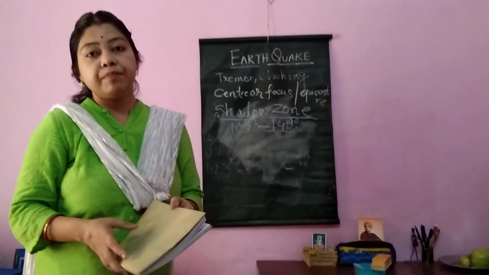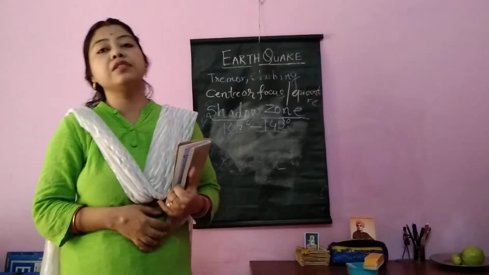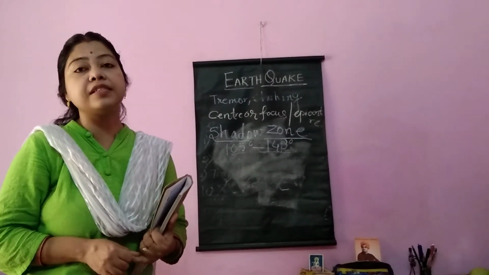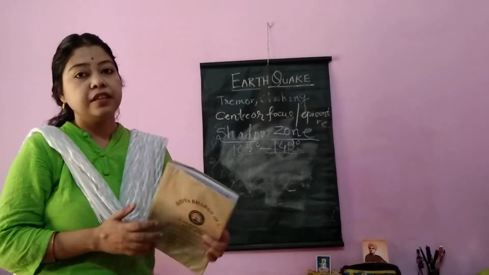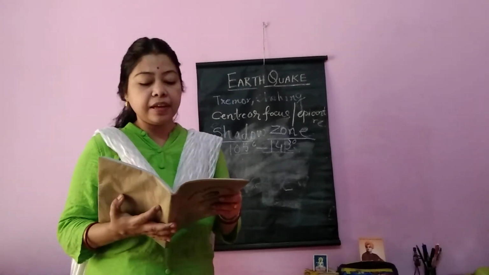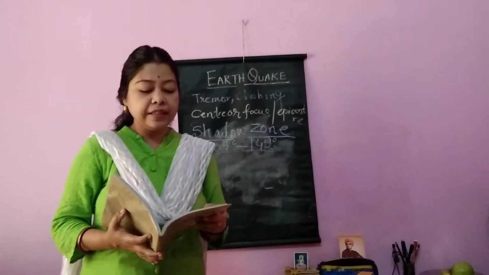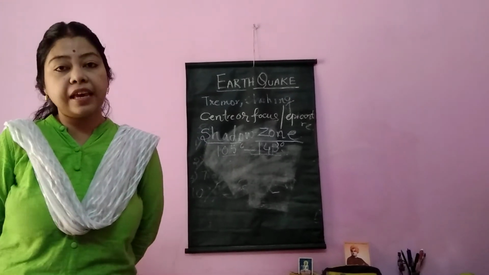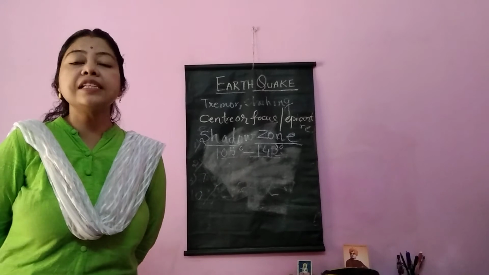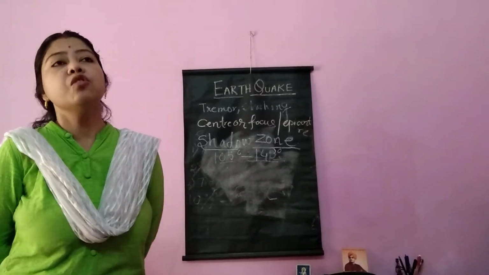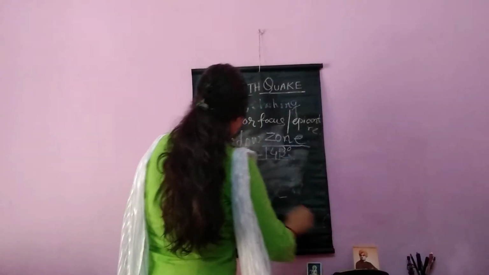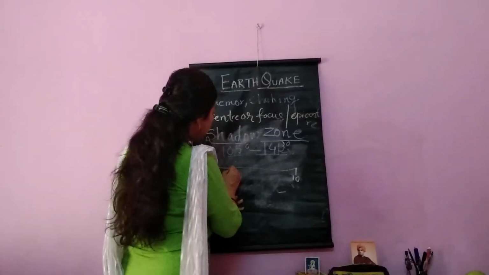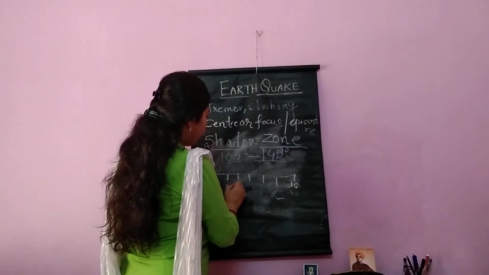Next, the Richter scale. Richter scale is a device which was invented by an American seismologist, Professor Richter. This scale is used to measure the intensity of earthquake. Richter scale is a scale ranging from 0 to 10. It is logarithmic. Logarithmic means when the intensity increases, suppose from 0 to 10, then 1, 2, 3, 4, 5.